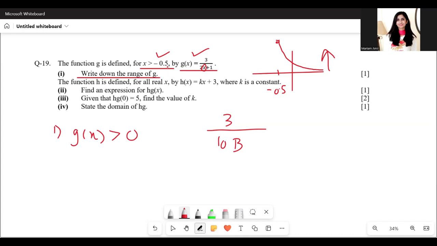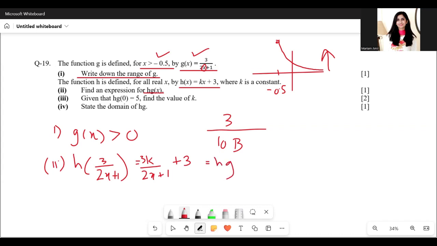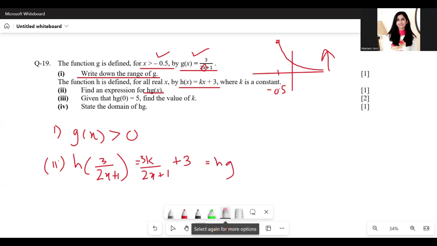Next part is the function h is defined as h(x) equals kx plus 3, where k is a constant. Find an expression for hg. Okay, so in h, we have to substitute the function g, which is 3 upon 2x plus 1. So that will get us k times 3, so 3k upon 2x plus 1, plus 3. This is hg.